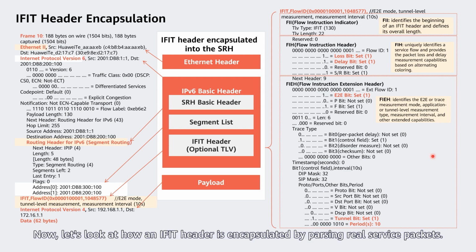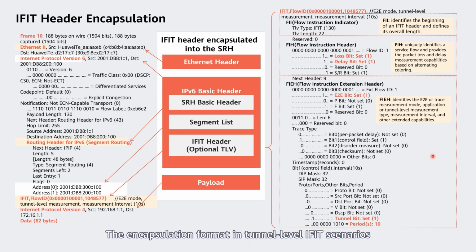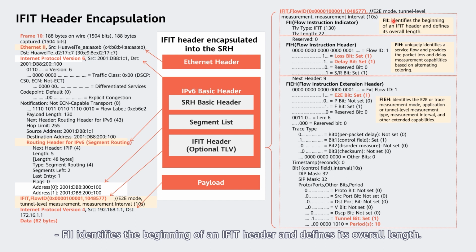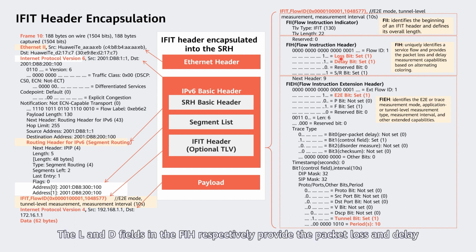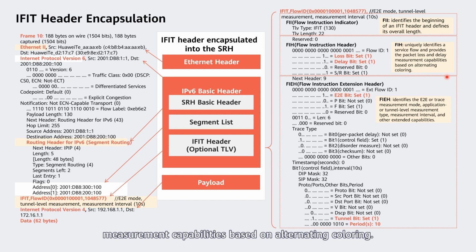Now, let's look at how an IFIT header is encapsulated by parsing real service packets. The encapsulation format in tunnel-level IFIT scenarios is similar to that in application-level IFIT scenarios. FII identifies the beginning of an IFIT header and defines its overall length. The type value is fixed at 130, and the IFIT header length is 22 bytes. FIH uses the flow ID field to uniquely identify a service flow. The L and D fields in the FIH respectively provide the packet loss and delay measurement capabilities based on alternating coloring. Here, both fields are set.